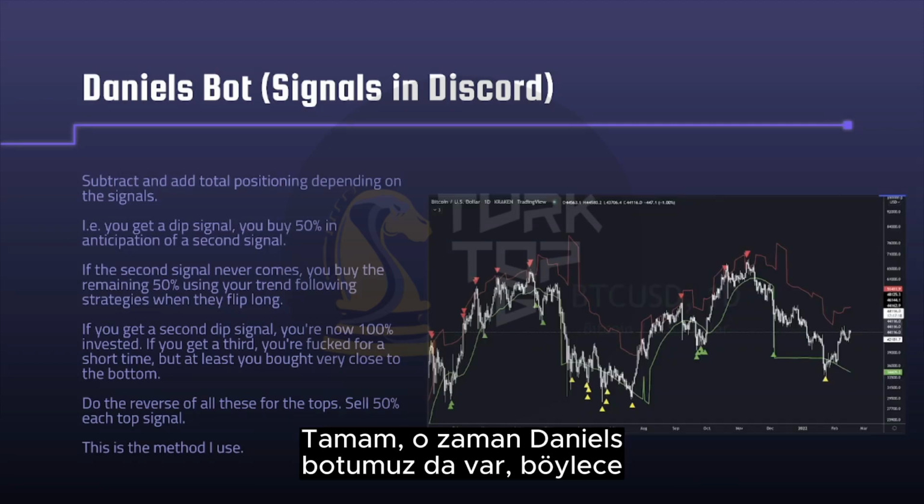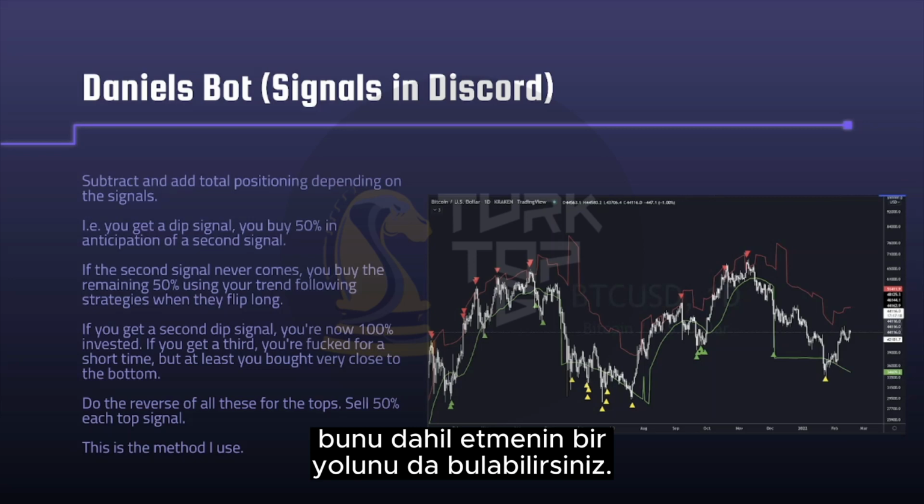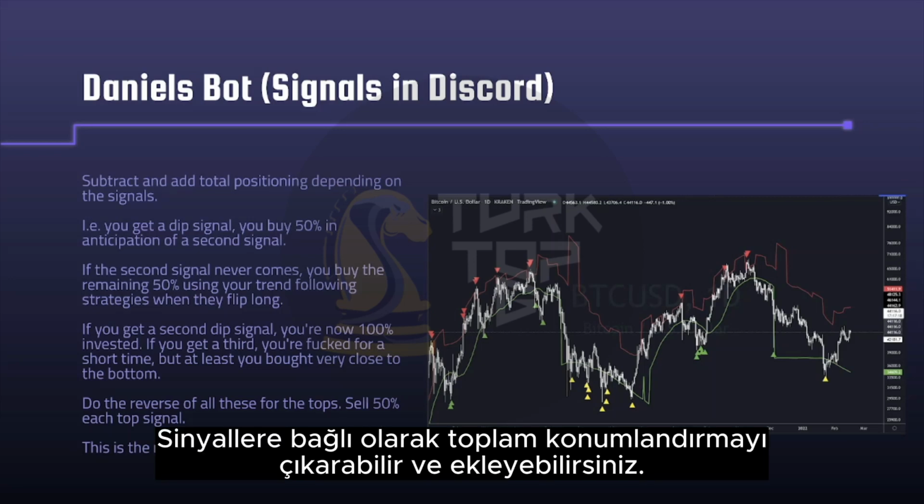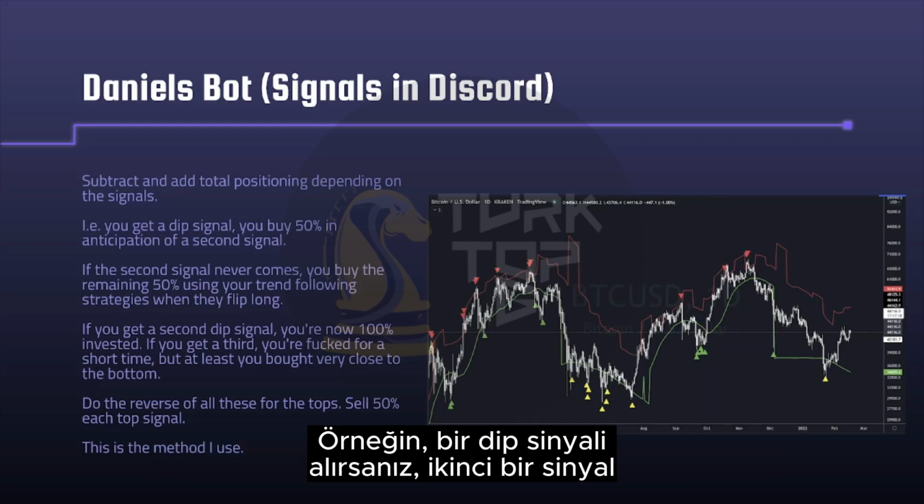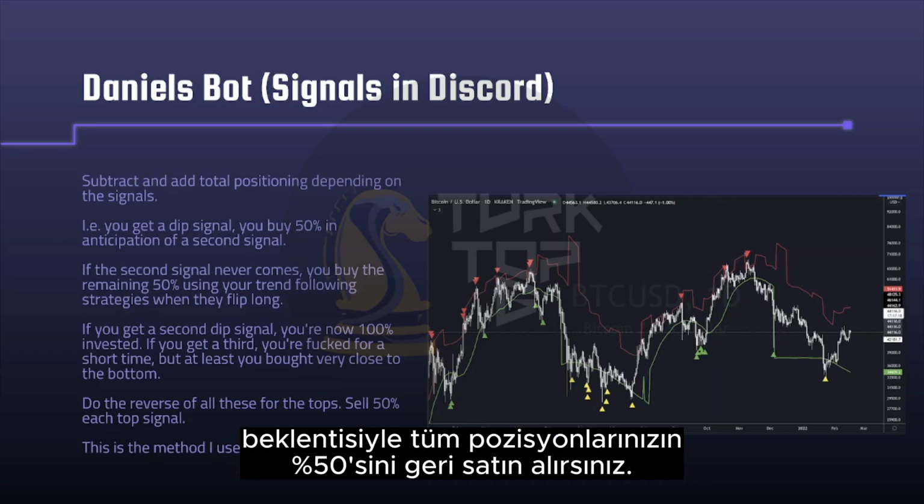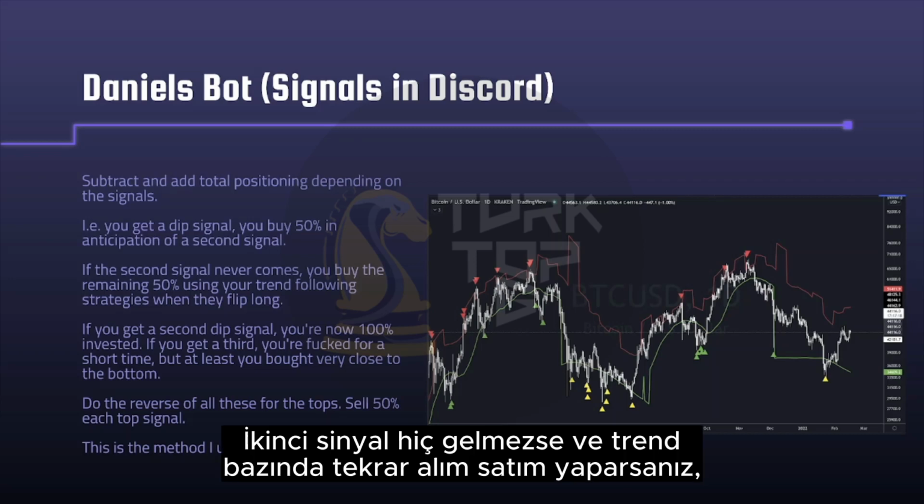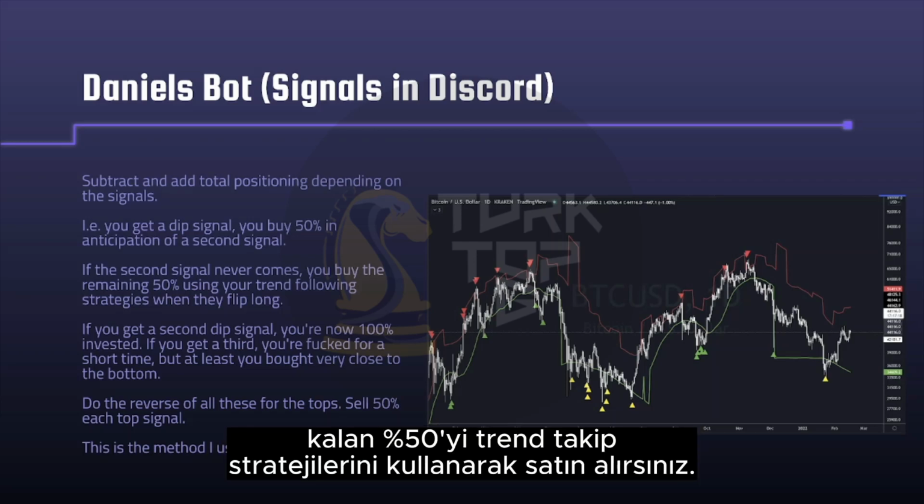Okay, and then we also have Daniel's bot. You can also find a way of incorporating this one. You can subtract and add total positioning depending on the signals. For example, if you get a dip signal, you buy 50% of all of your positions back in anticipation of a second signal. If the second signal never comes and you go long again on a trending basis, you buy the remaining 50% using the trend following strategies when they flip long.